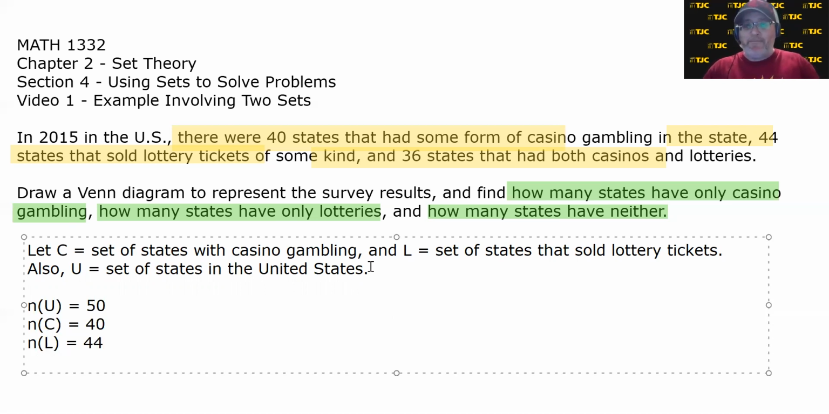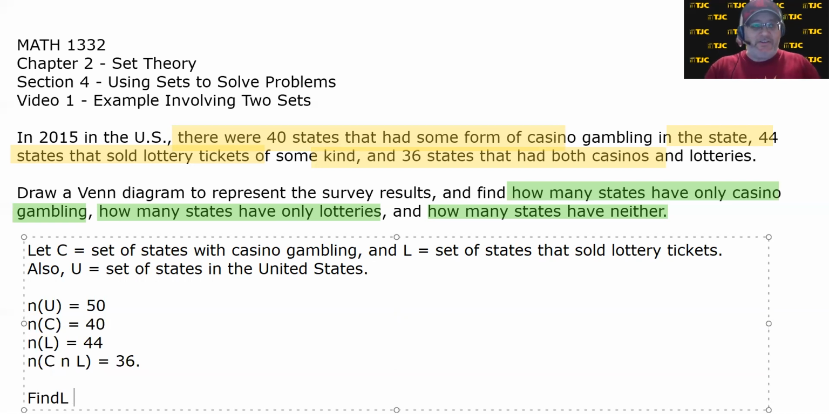And the number of states that had both, and since both means they have one and the other, the word and is there, that would be the intersection. The number of states that have casinos and, intersection, lotteries, is 36. But what are we asked to find?